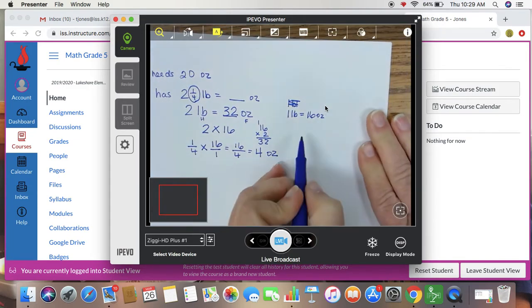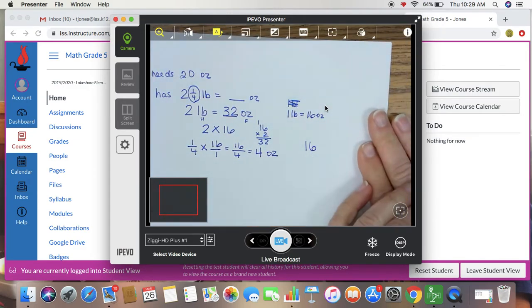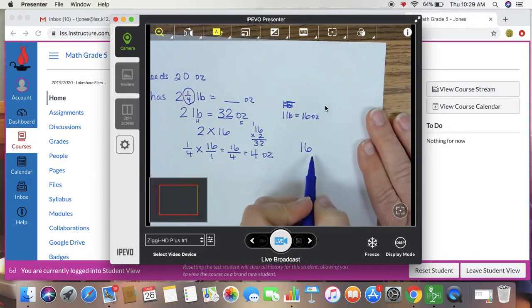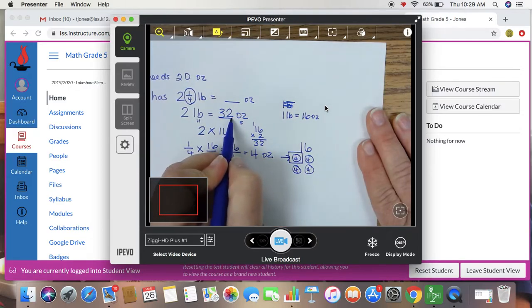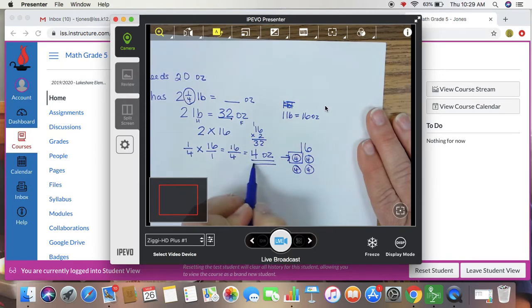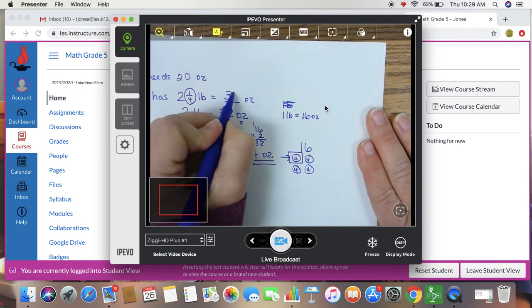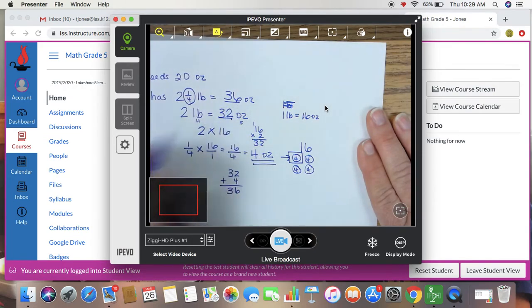You can also see if I had those 16 ounces and I wanted to split them into fourths, 1/4 of 16, I'd have to split it into 4 equal parts. That would be 4 ounces in each part, and 1/4 would be those 4 ounces. So I'm going to take these 32 ounces and add it to the 1/4 of a pound, 32 plus 4, and get 36 ounces. So I have 36 ounces.